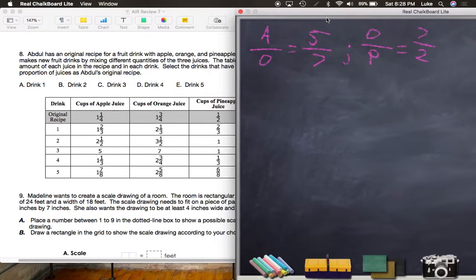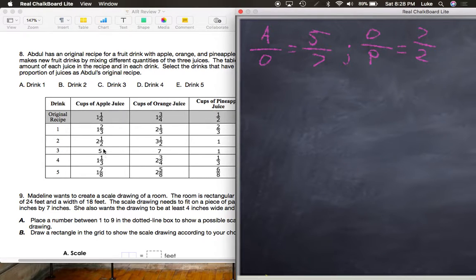Alright, so now drink 3. This one, they were very sweet to us. They gave us whole numbers in the apple juice, orange juice, and pineapple juice. So really, we just need to look at it as a proportion. So 5 over 7 is going to be our first proportion of apple juice to orange juice, and guess what? It is the same. That's pretty nice.